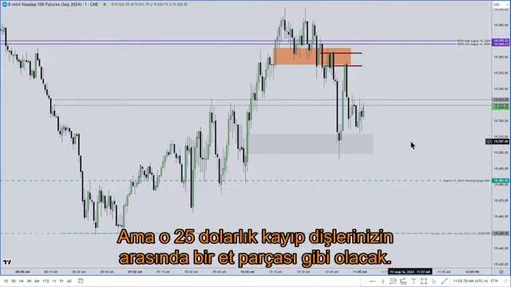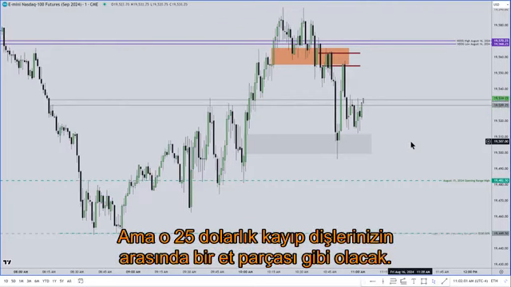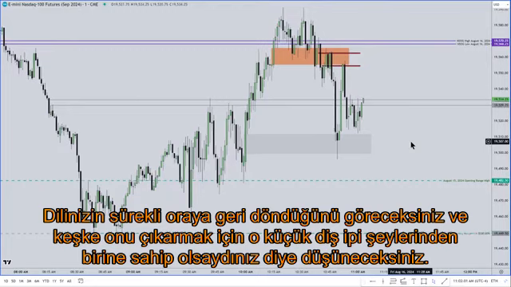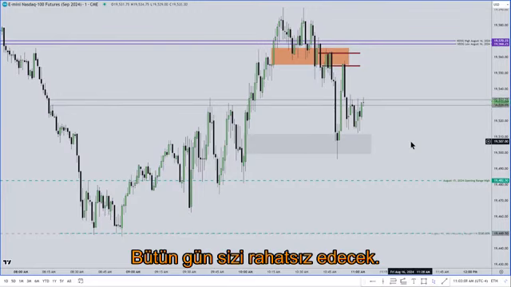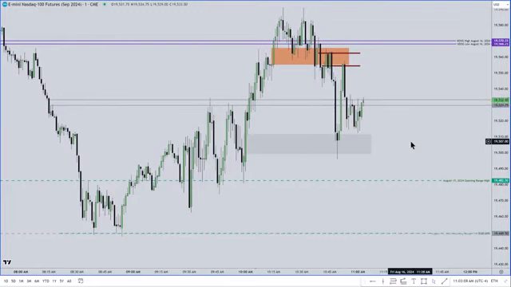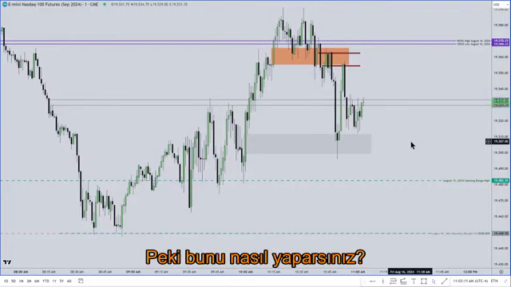But that $25 loss is going to be like a piece of meat between your teeth. You're going to find your tongue keep going back to it, and you wish you had one of those little dental floss things to get it out. And it's going to plague you all day long. And what are you going to want to do about it? You're going to want to fix it, right? So how do you do it?